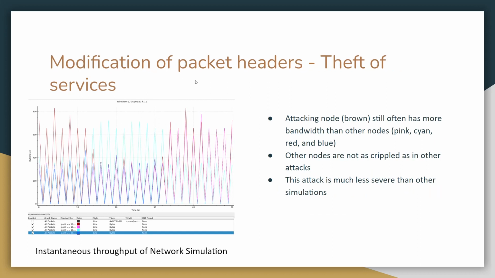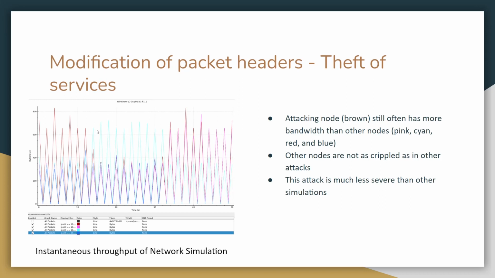For our third attack, we have the modification of packet headers, theft of services. This is the one where we only alter the priority of the attacking node and don't touch the others. So in theory, the other nodes could also have a high priority or equal priority to the attacking node, and that can be seen clearly in the picture here. The brown line is the attacker. It held up a lot of bandwidth for quite a while, and then it slowly dropped down.